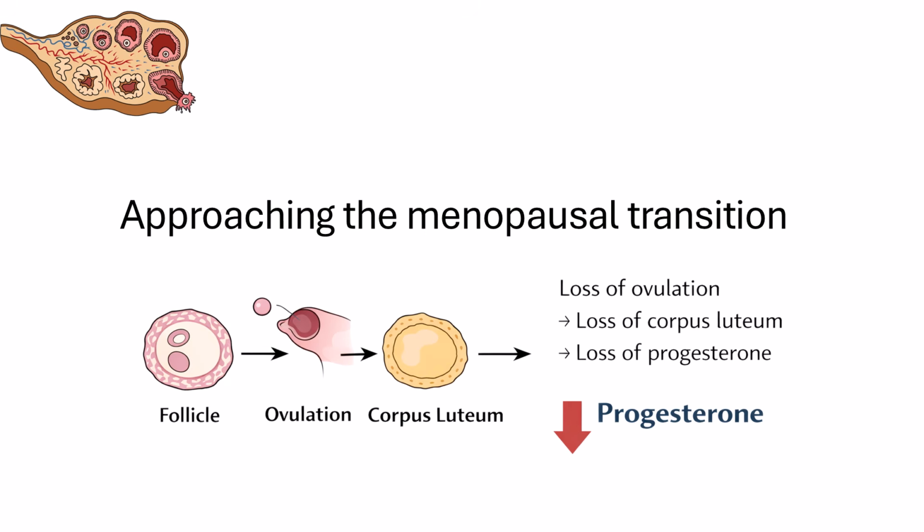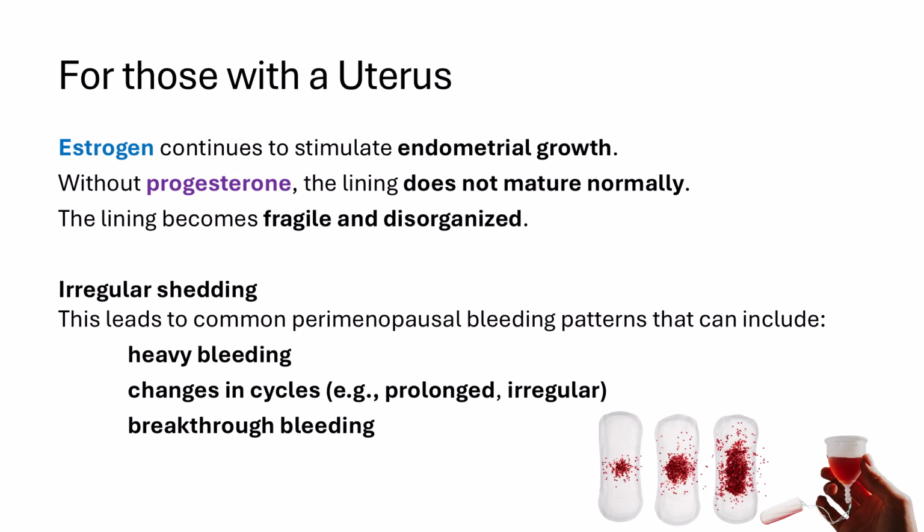So for folks that have a uterine lining, as we just mentioned, estrogen continues to stimulate endometrial growth. And then without the progesterone, the lining doesn't mature normally. We end up with a lining that can be fragile and disorganized, and then we can end up with irregular shedding. So that's why we often see these issues in terms of somebody's cycle. People can end up with heavy bleeding. They can end up with changes in their cycles being either prolonged or irregular, or they can end up with breakthrough bleeding.